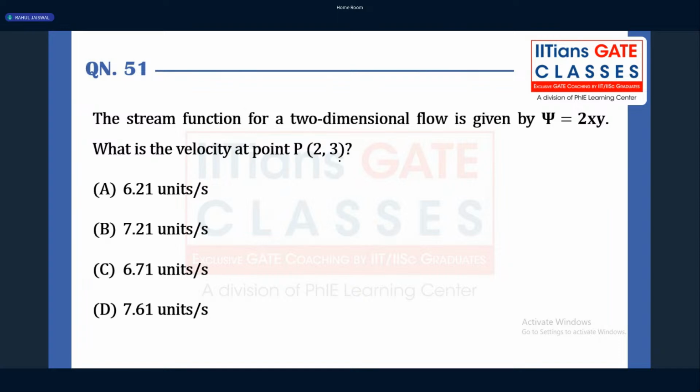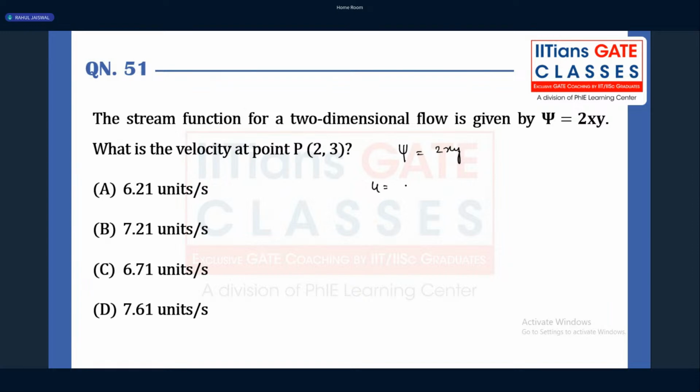Now we will try to solve the next question. Again, this particular problem is based on stream functions. The stream function for a two-dimensional flow is 2xy. What is the velocity at a point P? We know that a stream function is only defined for 2D flow, not for 3D flow.